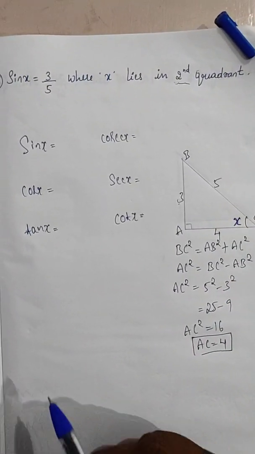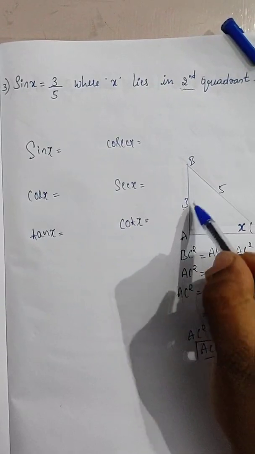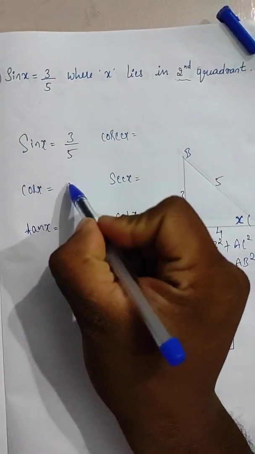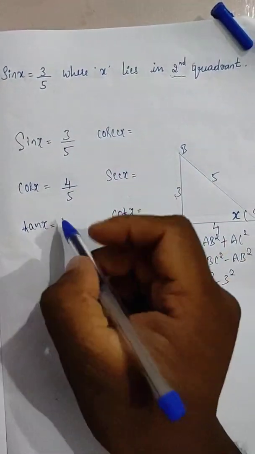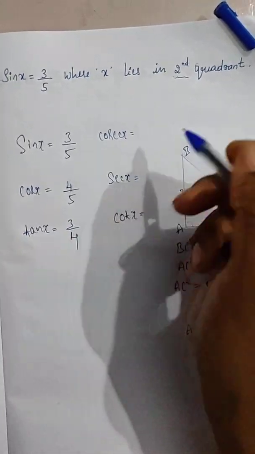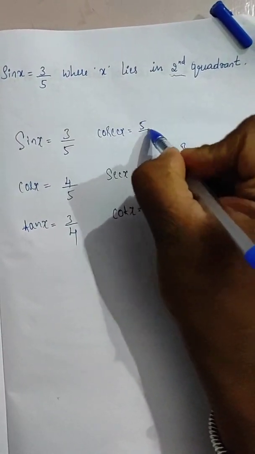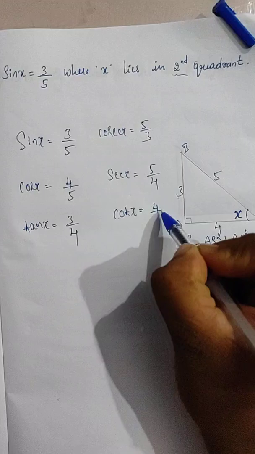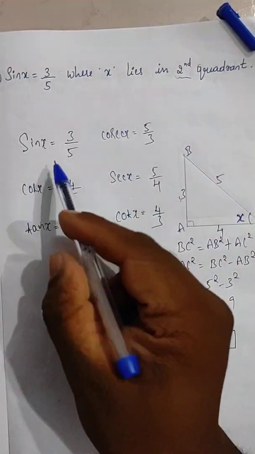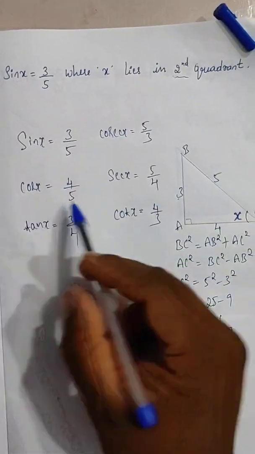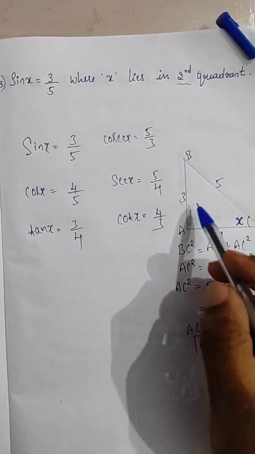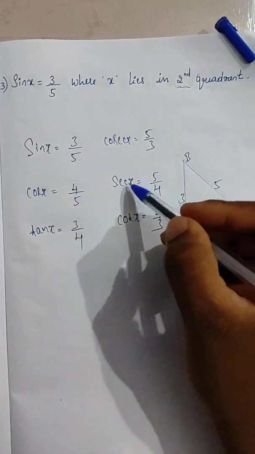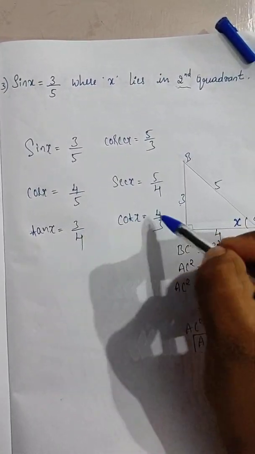Now we will write the ratios. Sin x is equal to opposite by hypotenuse. Cos x is equal to adjacent by hypotenuse. Tan x is equal to opposite by adjacent. Cosecant x is the reverse of sin, so 5/3. Secant is 5/4, cot is 4/3. Is it clear? Sin is opposite by hypotenuse, cos is adjacent by hypotenuse, tan is opposite by adjacent. Cosecant is the reciprocal of sin, secant is the reciprocal of cos, cot is the reciprocal of tan.